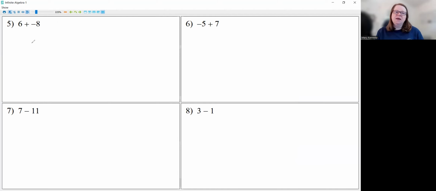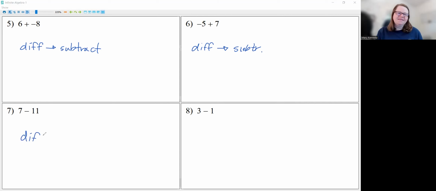So a positive and a negative, those are different. Different means I subtract. And a negative and a positive, those are different. So I'm going to subtract. Subtract. Positive and negative. I see a pattern. Different signs. Subtract. Positive 3, negative 1. Different signs.